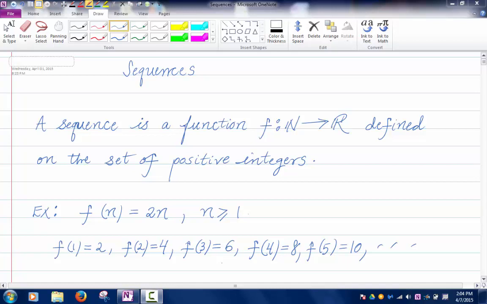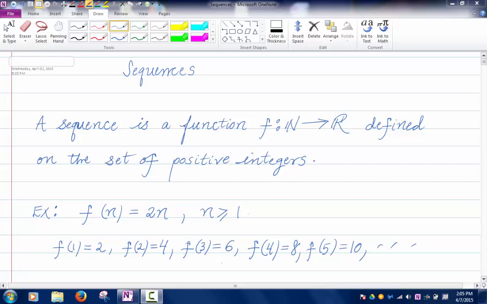Now, for example, if I look at f of n is equal to 2n, where n is greater than or equal to 1, then what is this function? Let's write down the first couple of values of this function. f of 1 would be 2, f of 2 would be 4, right? f of 3 would be 6, f of 4 would be 8, and so on. You agree? Because f of n is twice n.